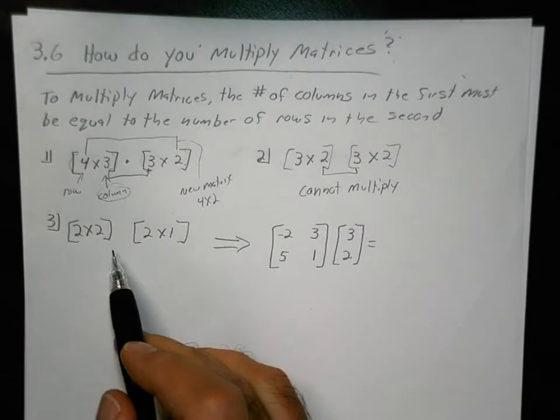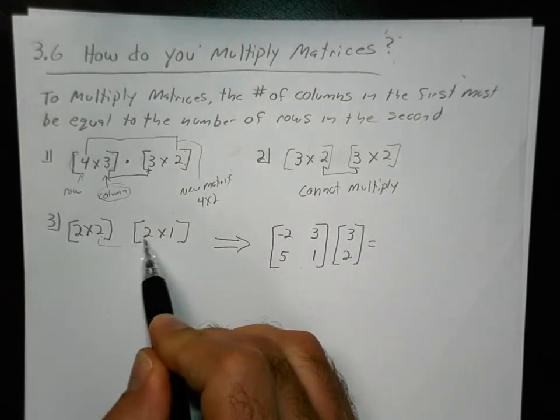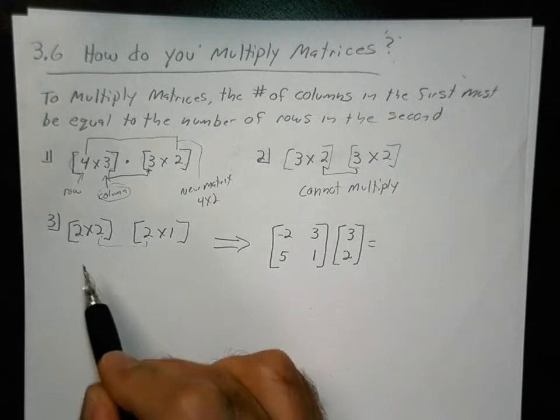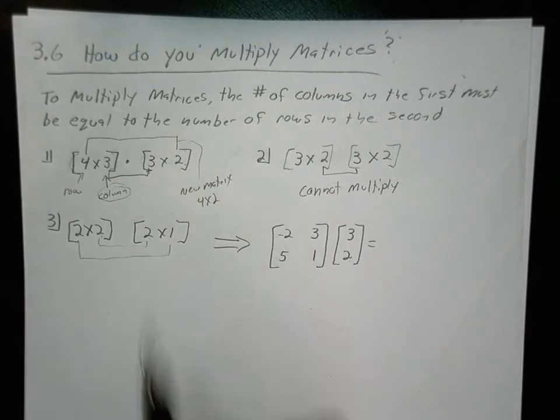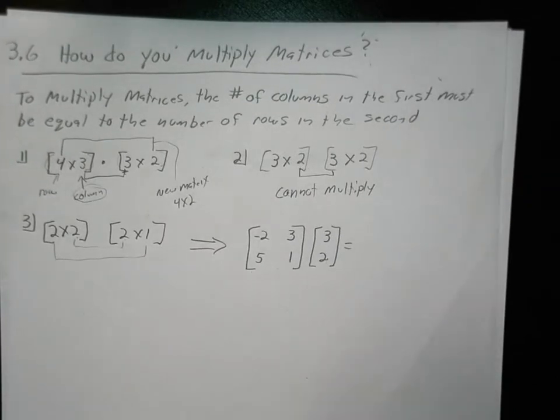Okay. How about this one? Looking at this, yes, the columns in the first are the same as the rows in the second, so we are able to multiply it. My new matrix is going to be a 2 by 1 matrix. Okay, so now let's actually do this kind of a problem.